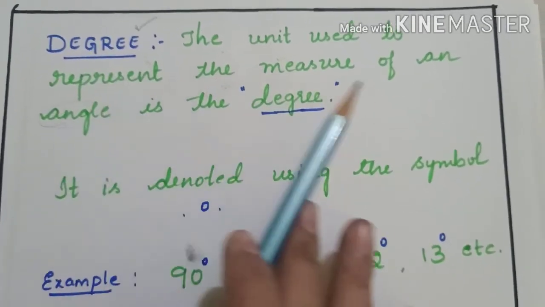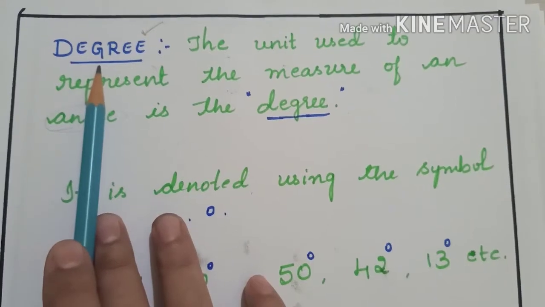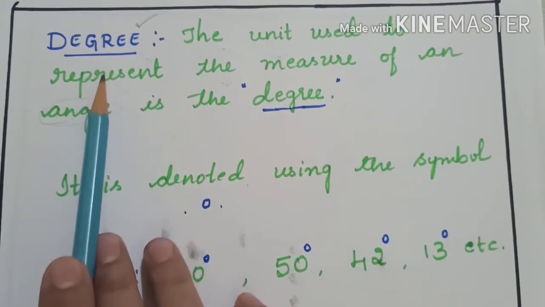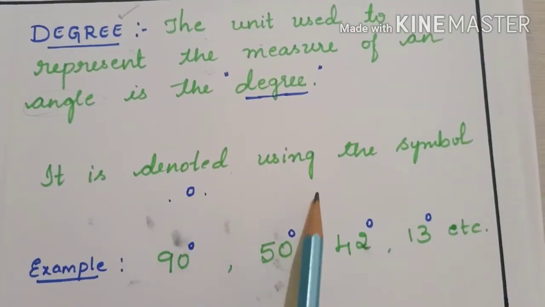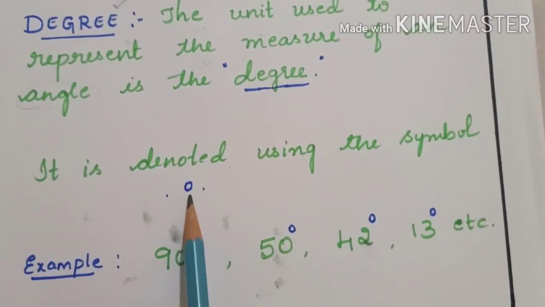No need to learn the definition by heart. You just have to understand it. What is a degree? It is the unit used to represent the measure of an angle, and it is denoted using the symbol degree. This is called degree.